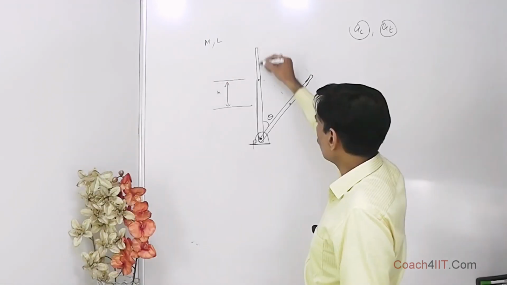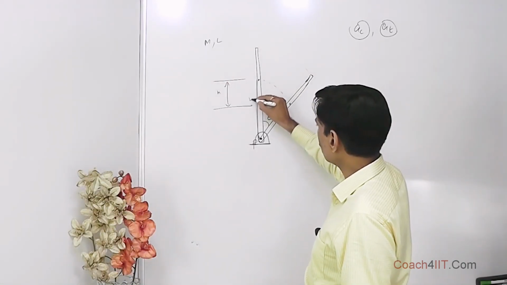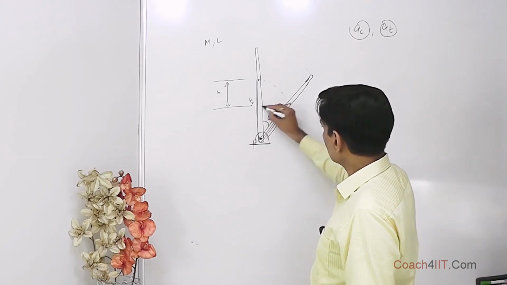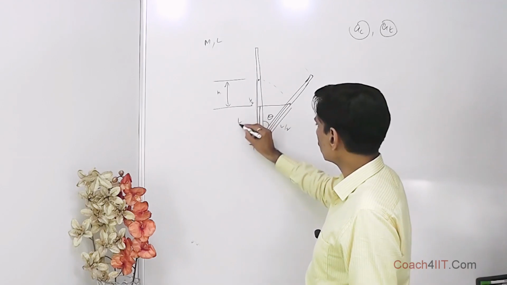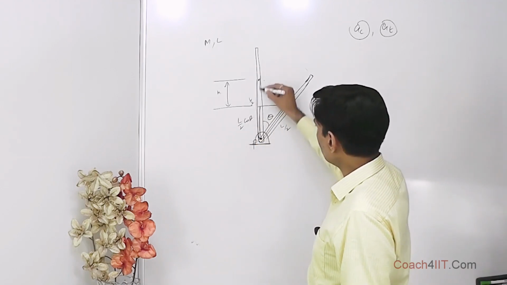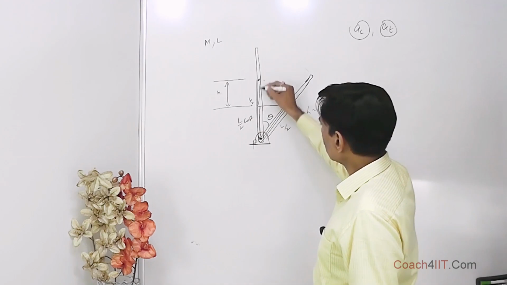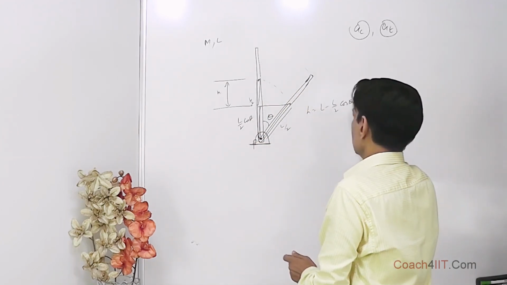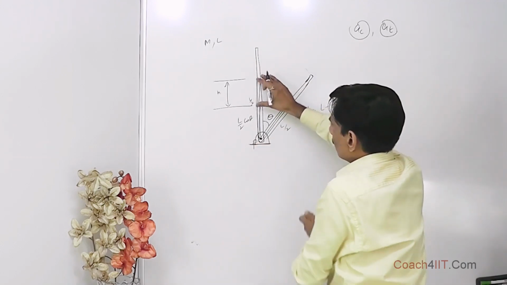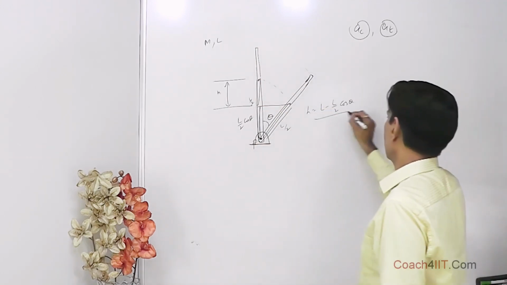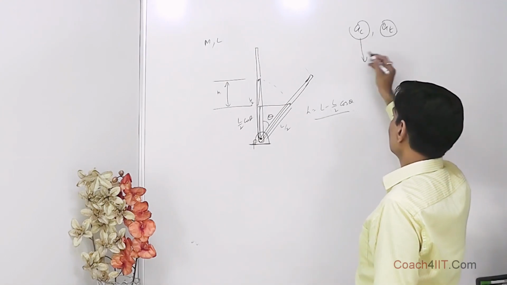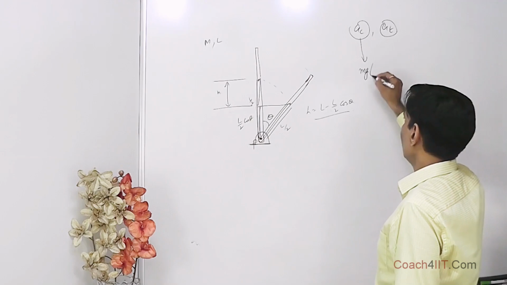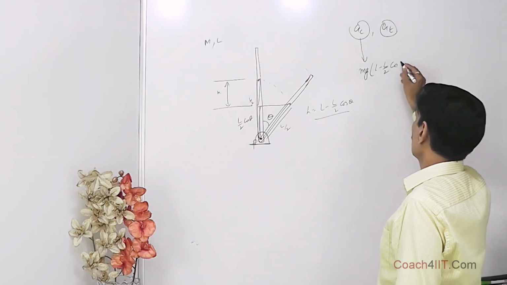This we can calculate. Total is L, so half is L by 2, and this is also L by 2. So from here to here is L by 2 cos theta. So this H is L minus L by 2 cos theta, and this minus this is equal to the loss of height. So to find centripetal acceleration, we can say mgh, where H is L minus L by 2 cos theta.